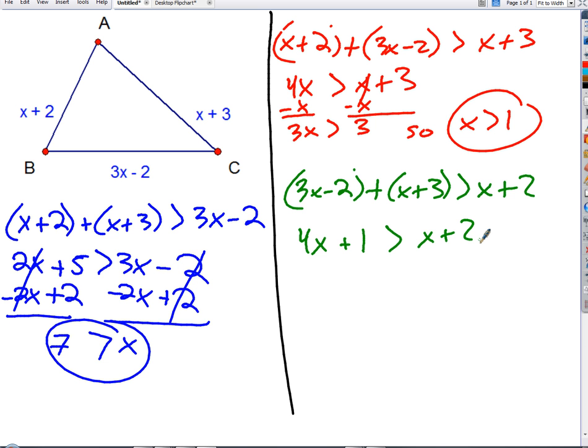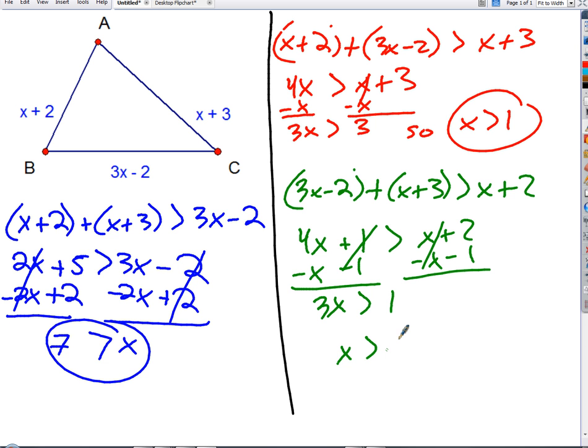So what do I have to do here? Subtract x from both sides. While I'm at it, what else could I do? Okay, good. Subtract 1. So those go away. And I get 3x is greater than 1. So if I divide both sides by 3, what do I get? Yeah, x is greater than 1/3. So those are my 3 solutions.